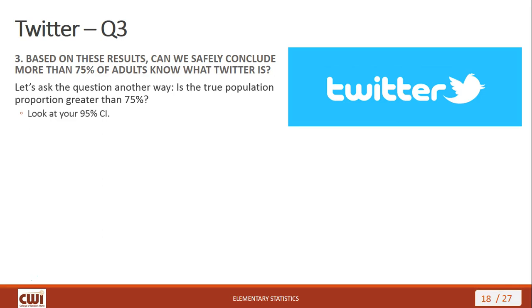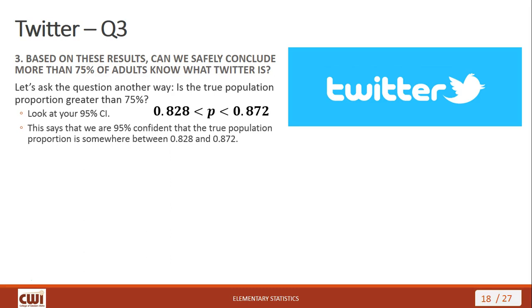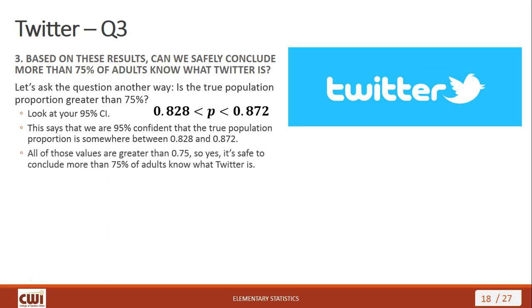Let's look first at our 95% CI, our confidence interval. 0.828 to 0.872. This says that we're 95% confident that the true population proportion is located somewhere between 0.828 and 0.872. All these values are greater than 0.75. So yes, it is safe to conclude more than 75% of adults know what Twitter is.